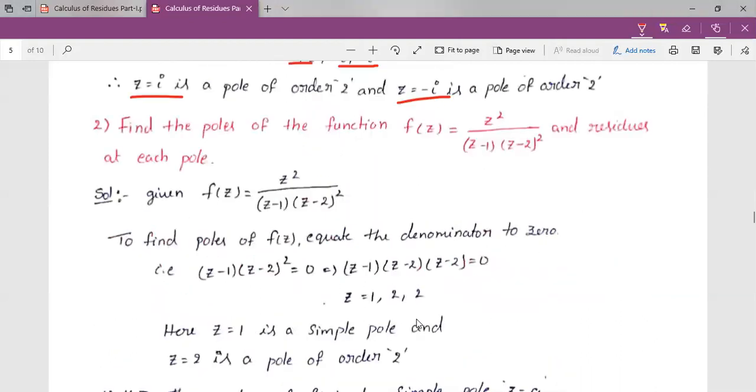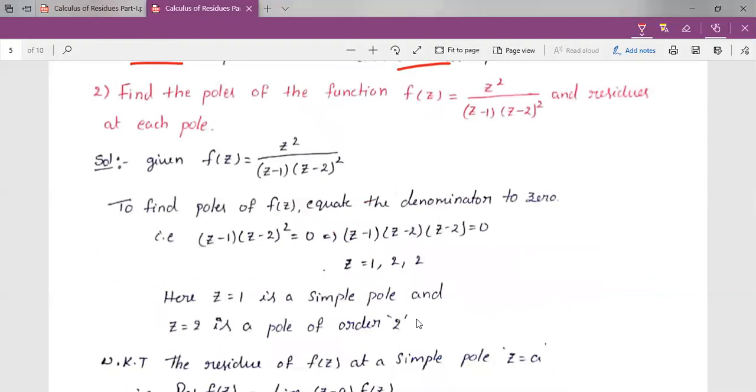Next problem. Find the poles of the function f of z equal to z square by (z minus 1) into (z minus 2) whole square, and residues at each pole. So here we have to find poles of the function and also the corresponding residue at each pole. To find poles of f of z, we equate the denominator to 0, that is (z minus 1) into (z minus 2) whole square equal to 0. From this, z equal to 1, 2, 2. So these are the z values and these are the poles of the function.